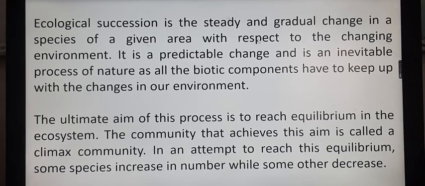So these are predictable changes and it is an inevitable process which cannot be stopped in nature, as all the biotic components have to keep up with the changes in our environment. The ultimate aim of this process is to reach equilibrium in the ecosystem. Means the changing processes will go on till the equilibrium level is reached in that place. So the community that achieves this aim is called the climax community. In an attempt to reach this equilibrium, some species increase in number while some others decrease.